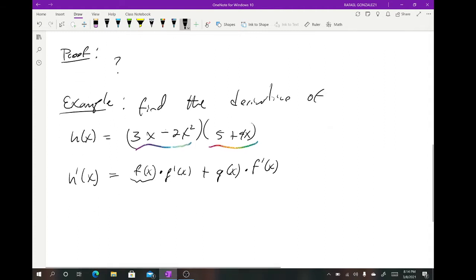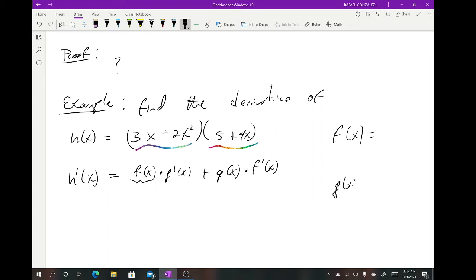The way that I like to do these problems is I like to say what is f of x, what is g of x, and then find out what their derivatives are independently, and then just put it all together. So let's say f of x is this first one, and g of x is the second one. Then f of x is 3x minus 2x squared, and g of x is 5 plus 4x.